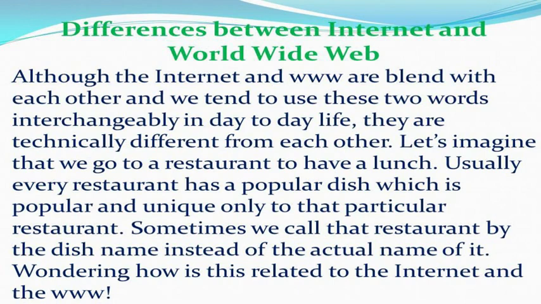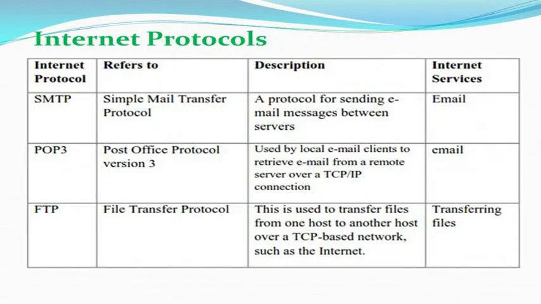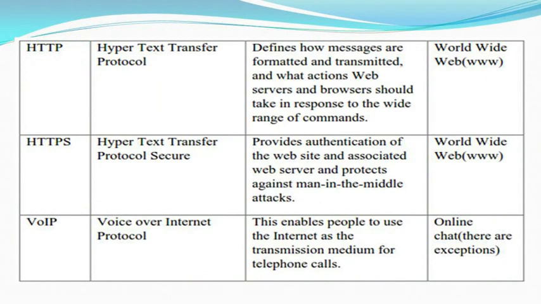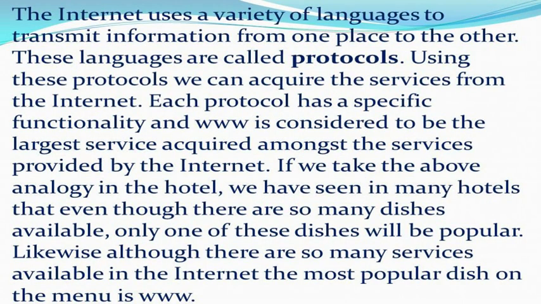Wondering how this is related to the Internet and the WWW? Internet protocols: SMTP, POP3 and FTP. Next, HTTP, HTTPS and VoIP. The Internet uses a variety of languages to transmit information from one place to another. These languages are called protocols. Using the protocols, we can acquire services from the Internet. Each protocol has a specific functionality, and WWW is considered to be the largest service among the services provided by the Internet.